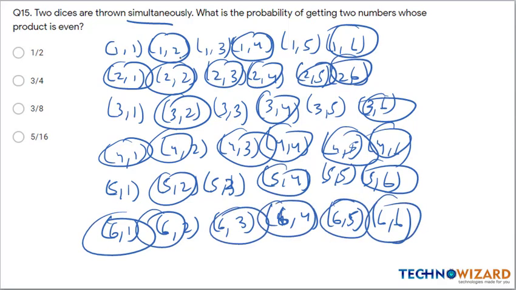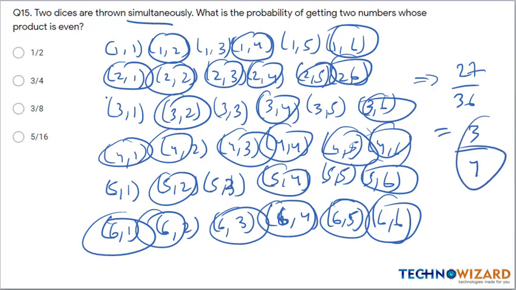Then how many observations are there? Counting the even products, the total number of favourable observations will be 27. Therefore this will be 27 upon 36, which is equal to 3 by 4, since 9 3s are 27 and 9 4s are 36. 3 by 4 is the correct answer.